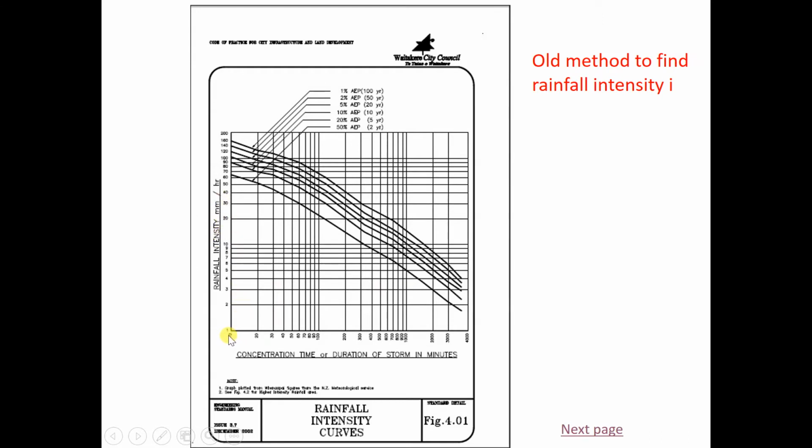Normally the minimum time of concentration you start with is 10 minutes, okay, 10, 20. So this is how we used to find the rainfall intensity.